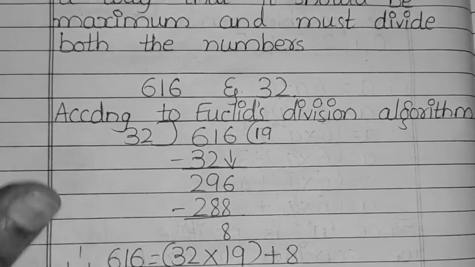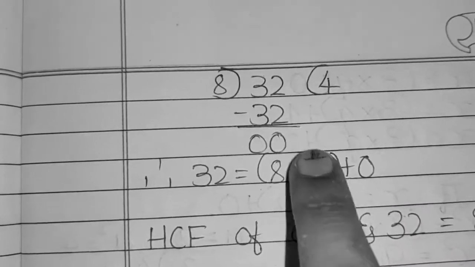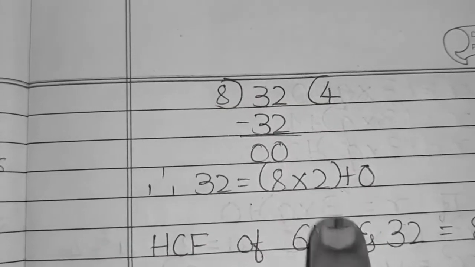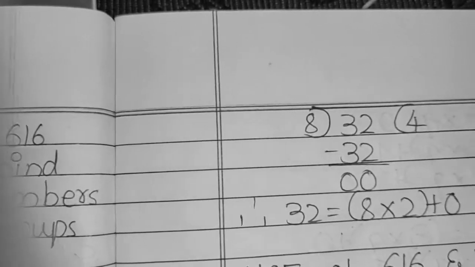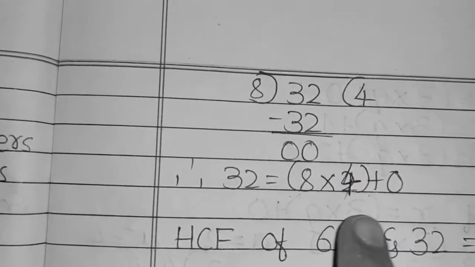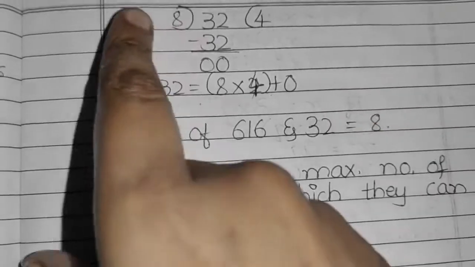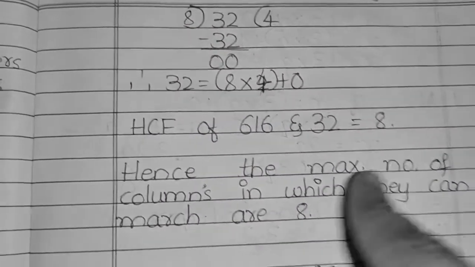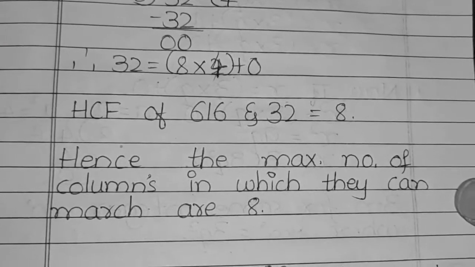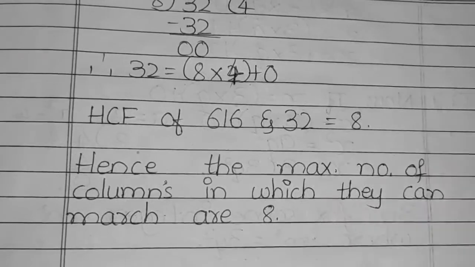Now let me take 32 and 8. 8 4s are 32, and what remains is 0. So 32 is equal to 8 into 4 plus 0. So the HCF of 616 and 32 is 8. I have told you the divisor will become our highest common factor. Hence the maximum number of columns in which they can march is 8. They asked us to calculate the maximum number of columns, so the highest common factor is the maximum number of columns.